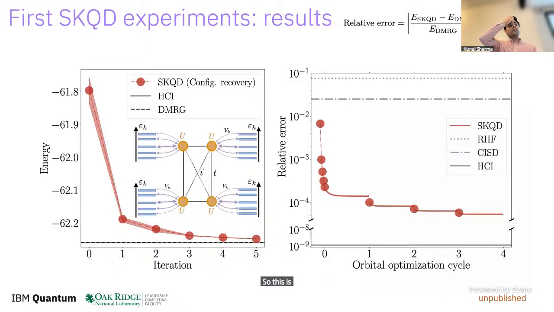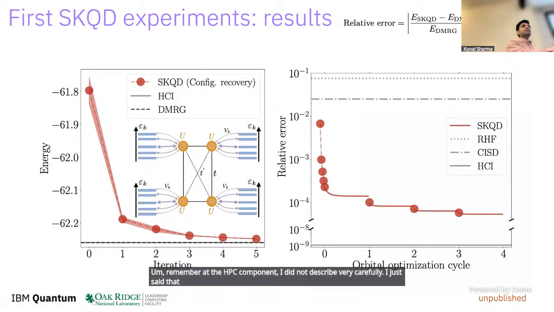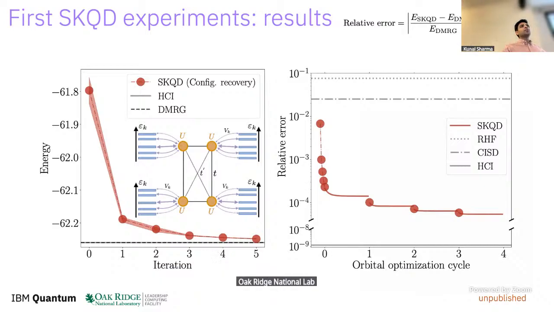So this is for the 4 impurities case. This is again relative error. Remember the HPC component, which I did not describe very carefully. I just said that we give bit strings to either Fugaku in Japan or Oak Ridge National Lab, and then they do something on it. That goes through many steps. We do some flipping on noisy bit strings, and we do diagonalization, and then we repeat that procedure.